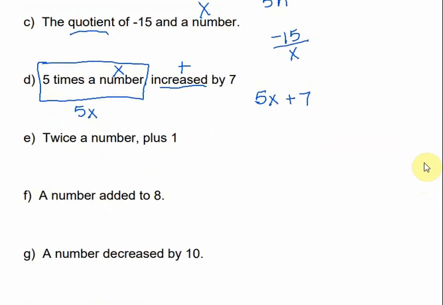If I say twice a number, what operation am I using? It'd be multiplication. So this would be the same thing as 2x, twice a number. So twice a number plus 1 would just be 2x plus 1.